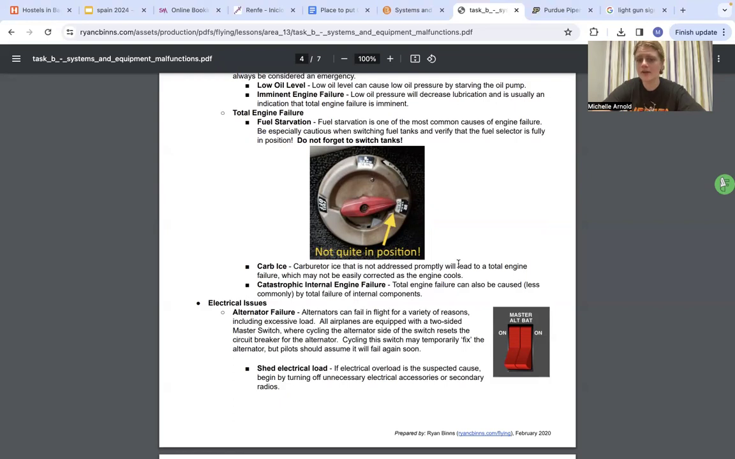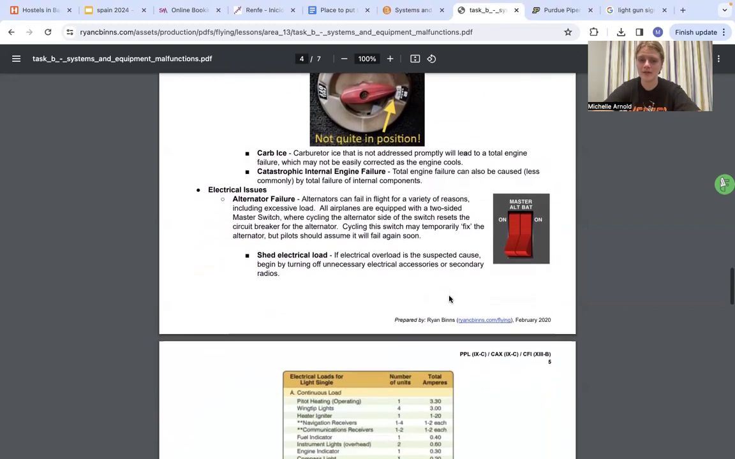Also keep note of carburetor ice. If the carburetor is totally built up, that can be a huge problem. You can have a total engine failure. And total engine failure can also be caused by failure of internal components. So that would not be good.